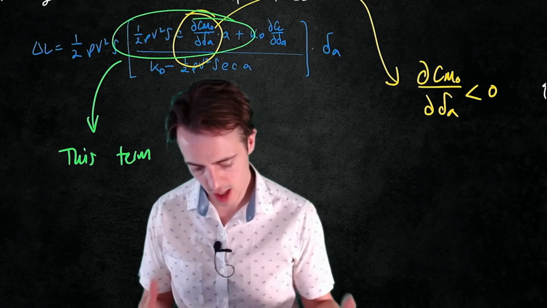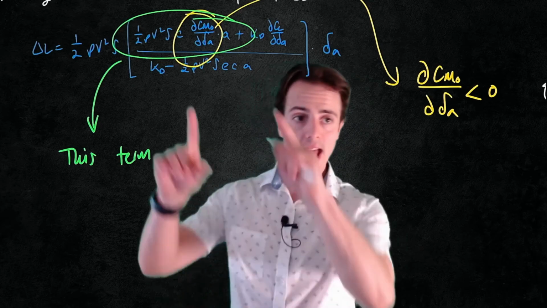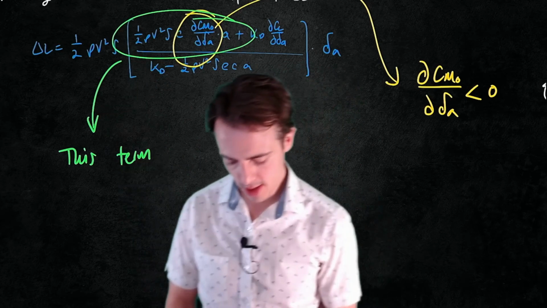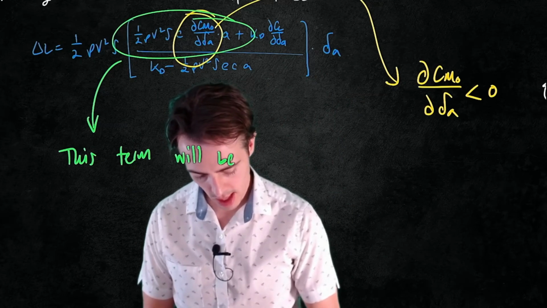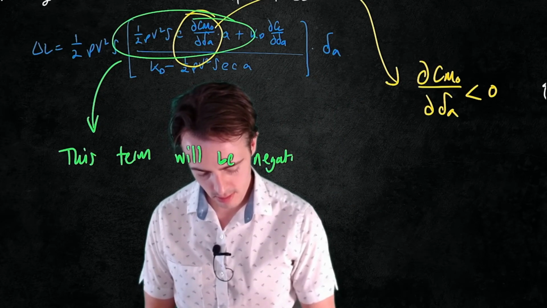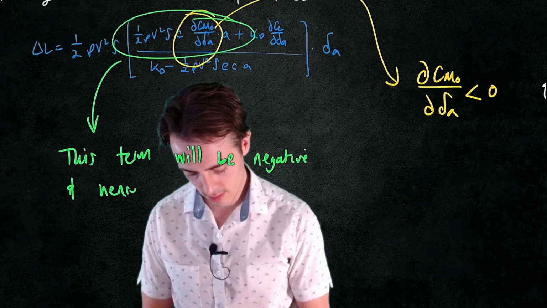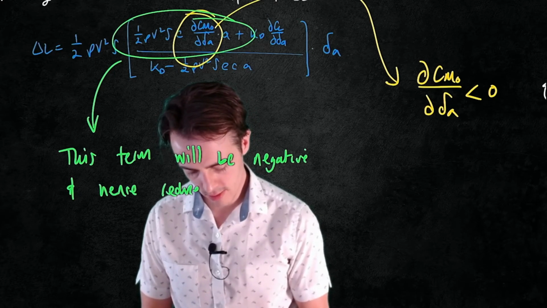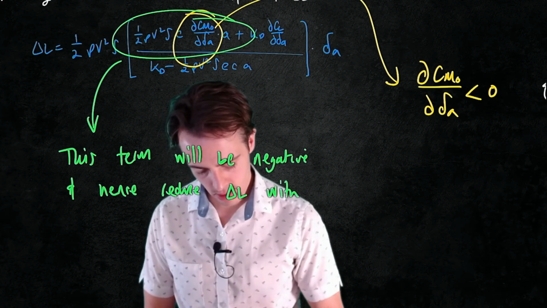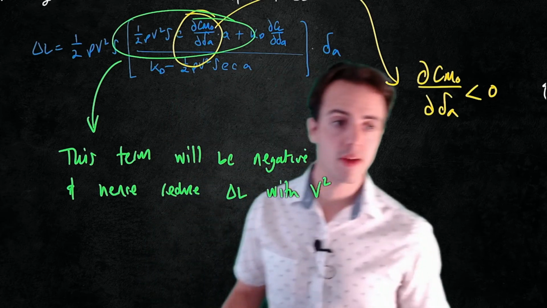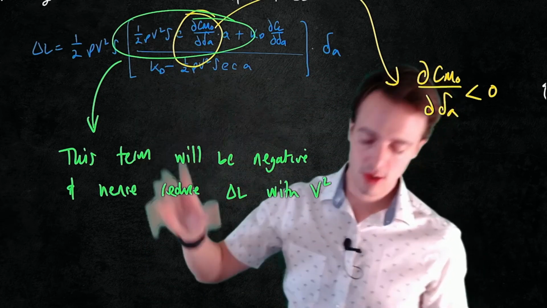So the whole term there, half rho V squared S C dCm naught by d delta A multiplied by A, that's what I mean by the bit that I've just circled. This term will be negative, hence reduce delta L with the flight speed squared. This term here is the bit that gives us control reversal.